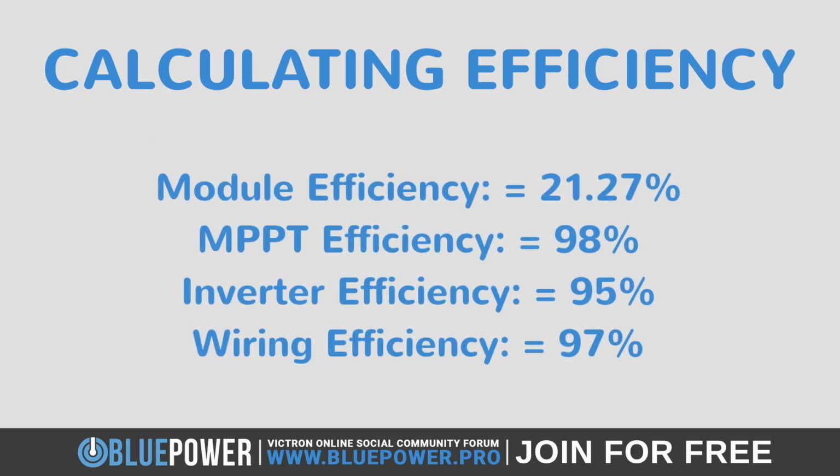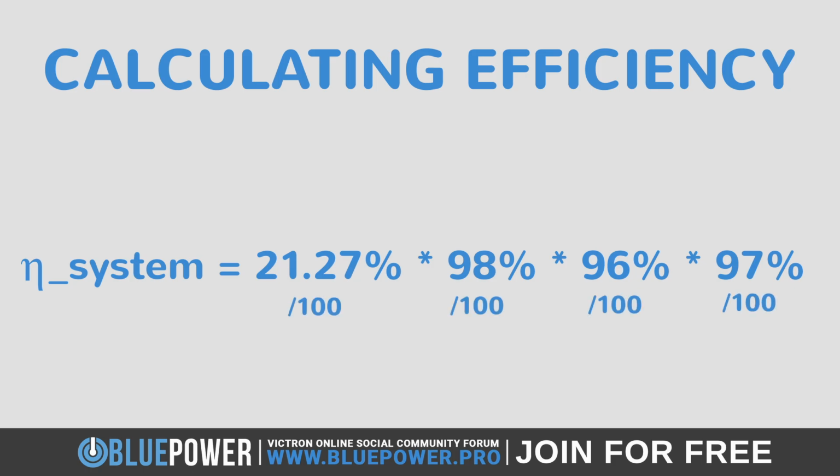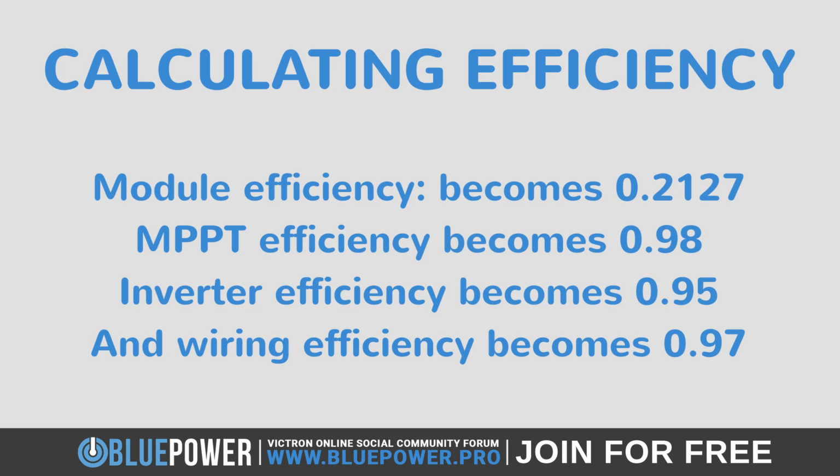Given the specific efficiencies for the components, the values are as follows. However, in order to accurately calculate the overall system efficiency, we need to multiply the efficiencies of each component. And since percentages cannot be directly multiplied, we convert them to decimal form by dividing each percentage by 100 first. Therefore, module efficiency becomes 0.2127, MPPT efficiency becomes 0.98, inverter efficiency becomes 0.95, and wiring efficiency becomes 0.97.